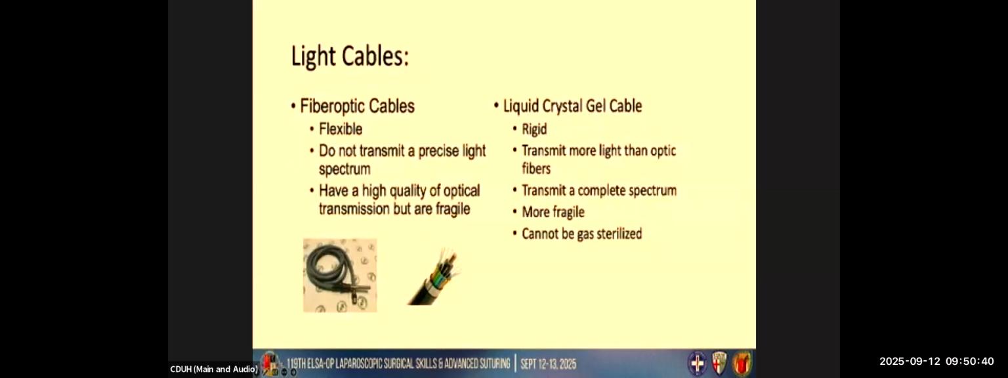Cable quality equates to good light delivery. There are two types of cables: fiber optic and liquid crystal gel. Both of them transmit light from source to scope. They differ significantly in construction and performance. Fiber optic cables are flexible, do not transmit the precise light spectrum, have high quality of optical transmission but are fragile. In contrast, liquid crystal gel cables are rigid, transmit the complete spectrum with more light, but are more fragile and cannot be gas sterilized.